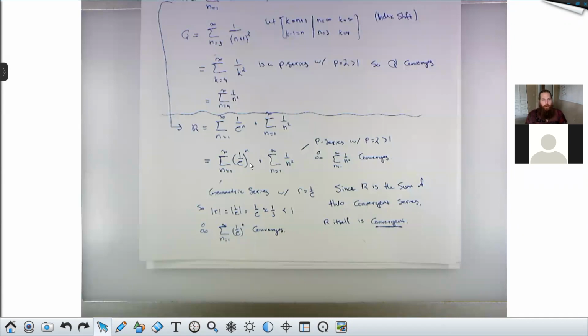So not all of r, just this piece of r converges because it is geometric and the common ratio is small enough. That's the idea. And then if you add up two convergent series, the result will be convergent. Right? Finite plus finite is finite.